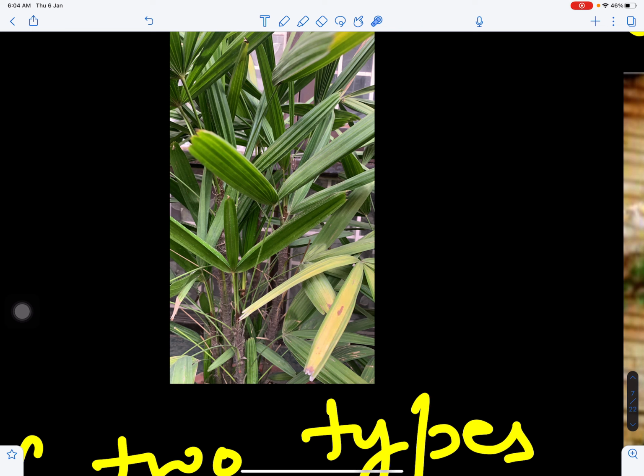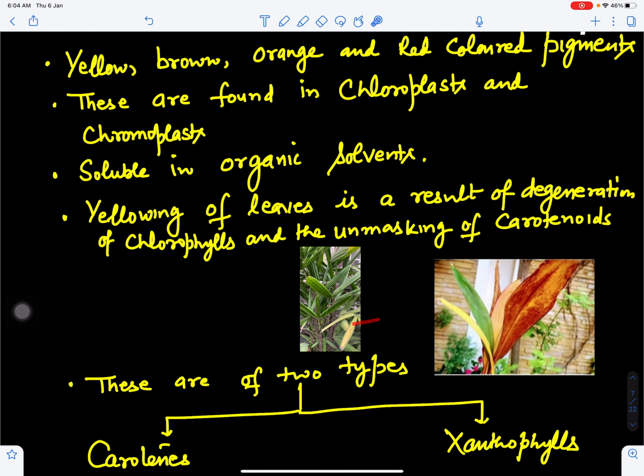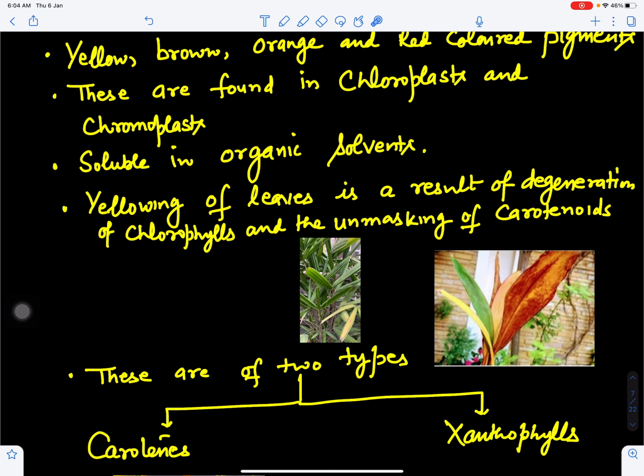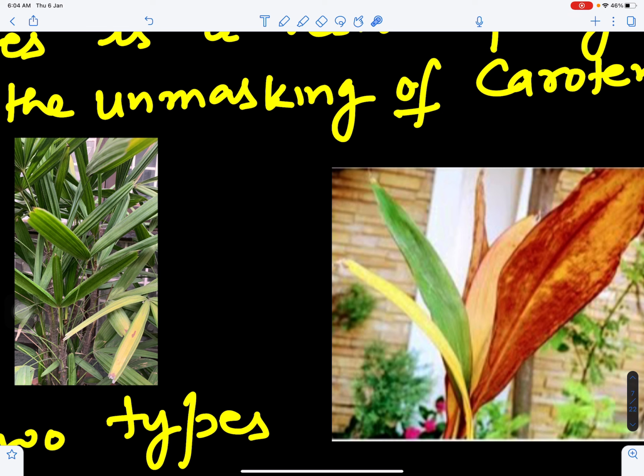Or we can say chlorophylls are the main pigment which gives green color. If chlorophylls are degenerated, then only the carotenoids make their appearance. Or we can say chlorophyll degeneration leads to unmasking of the carotenoids. In this figure also we can see this leaf is yellow in color, because the chlorophylls have been degenerated. And when the carotenoids have also been degenerated, then the brown color of the leaves will appear.